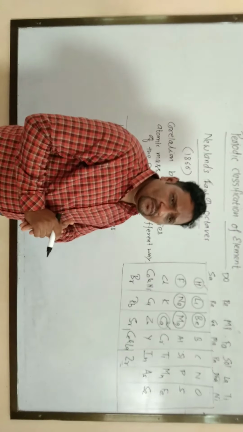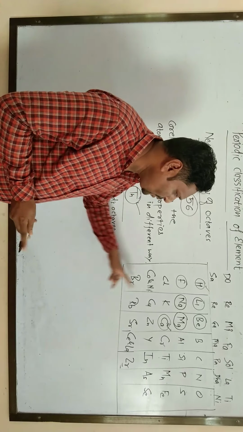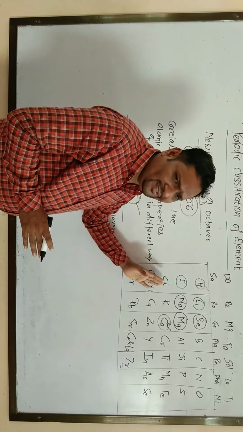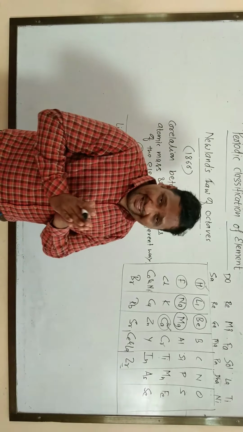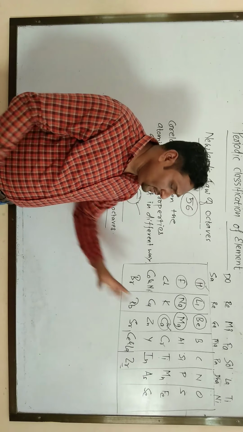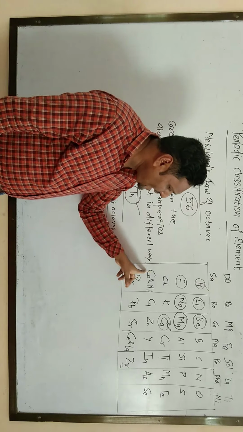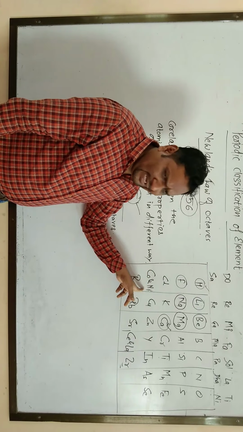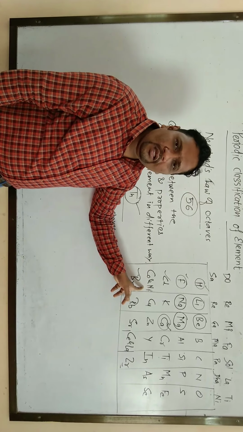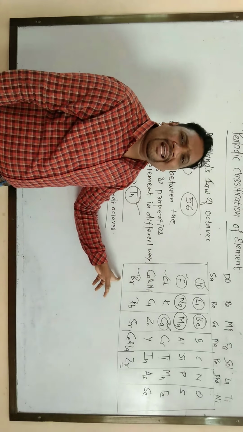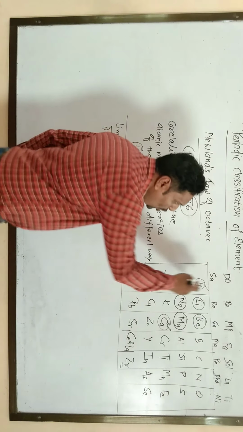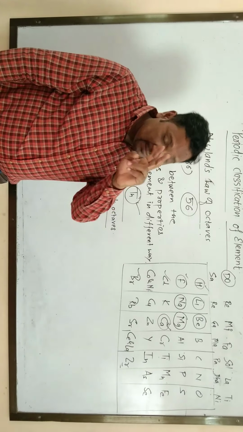Okay, second limitation: he placed two elements each in some boxes to accommodate all known elements existing at that time in the table. But actually what happened? Cobalt and nickel are metals. Cobalt and nickel had different properties from the halogens like fluorine, chlorine, bromine, and yet they were placed under the same note, do. This was the second limitation.